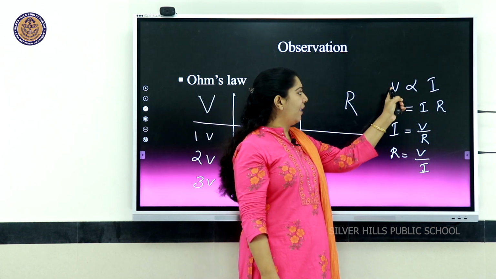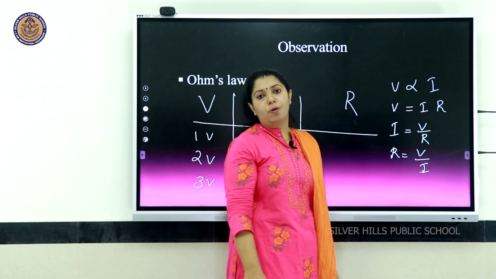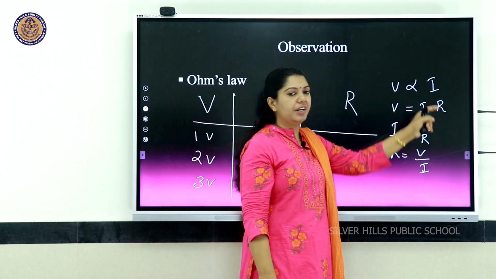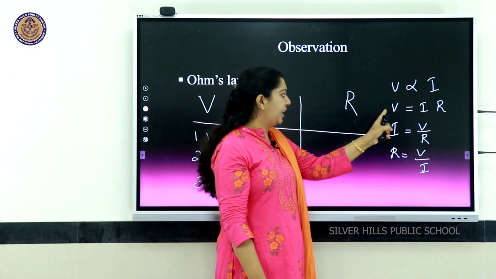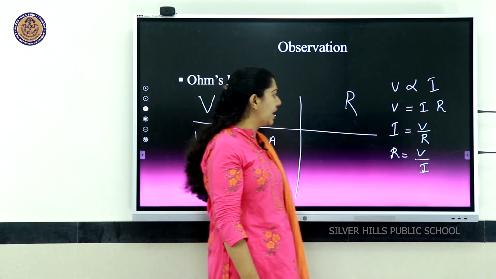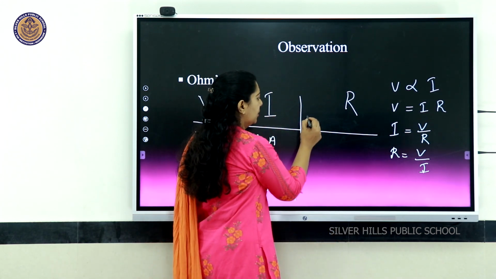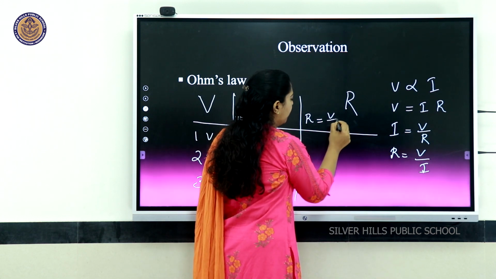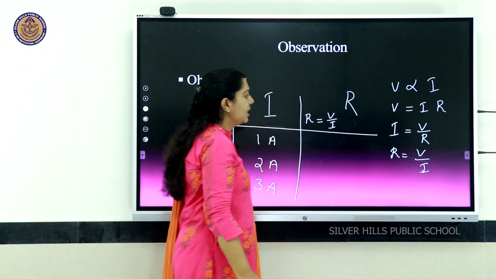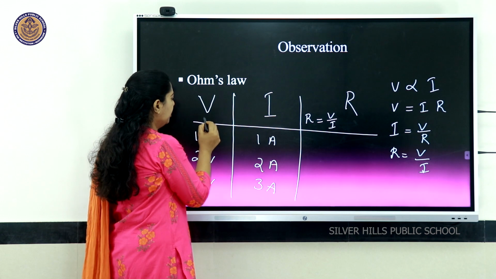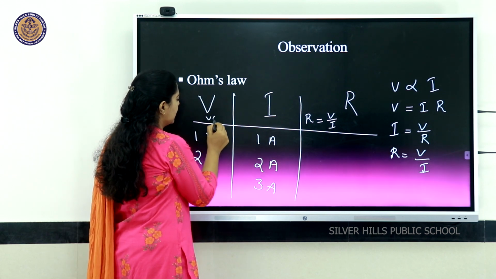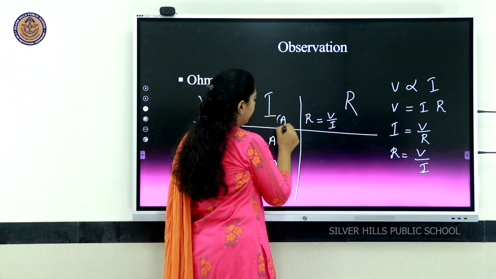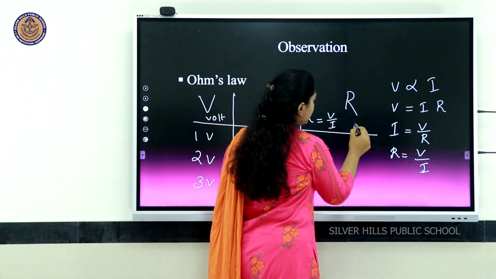It comes from the relation V directly proportional to I, where V is the potential difference and I is the current. We can write V is equal to IR. Here we can calculate the value of R by using this equation, V by I. R is equal to V by I. The unit of potential difference is volt, the unit of current is ampere and the unit of resistance is ohm.